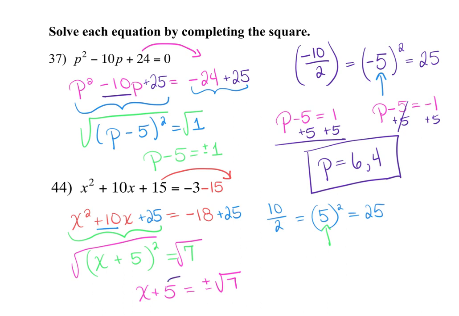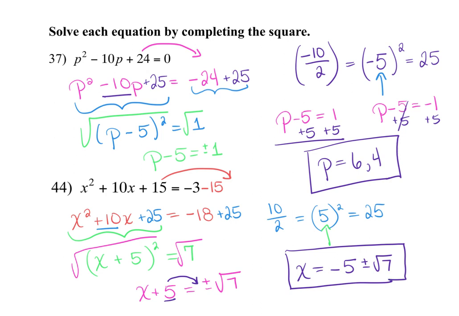I need to still move the 5 over because I try to get the x by itself. So it's x. When I moved it over, remember it changes signs because I had to subtract it. I have the plus or minus square root of 7. These are not like terms. I cannot simplify the 7. This is my answer. I'm just going to leave it like this. Negative 5 plus or minus the square root of 7. I am done.